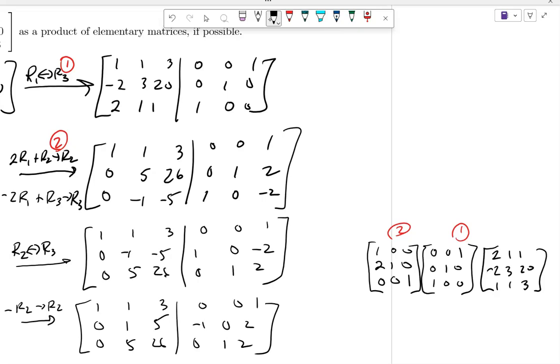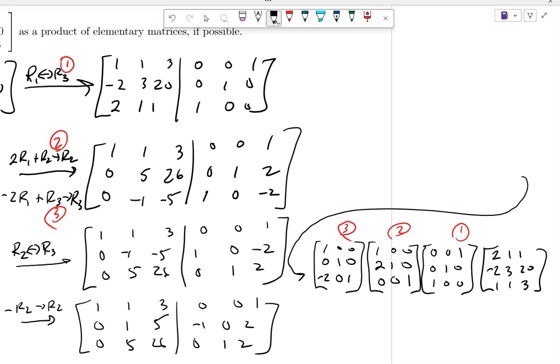Next row operation was what? Okay, and what elementary matrix will accomplish that feat? 0, 1, 0, negative 2, 0, 1. Good. And so that was the third one. Definitely want to label these because I don't have enough room. This should keep going to the left. I ran out of room. The next one is swap row 2 and row 3. So what matrix is going to do that? Good.